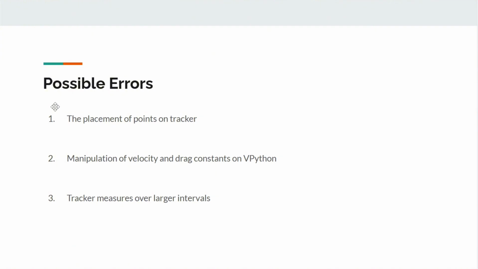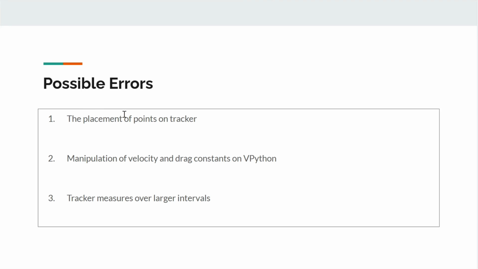Discussion. Some of the possible errors that could have come from this lab were: 1, the placement of points on Tracker. Of course, it's difficult to place points exactly where they need to be, so some error can come from that. 2, there was manipulation of the velocity and drag slightly on VPython so that we could get the correct arc to find the drag constant. And 3, Tracker measures over larger intervals while VPython measures over smaller intervals, which can lead to more error.